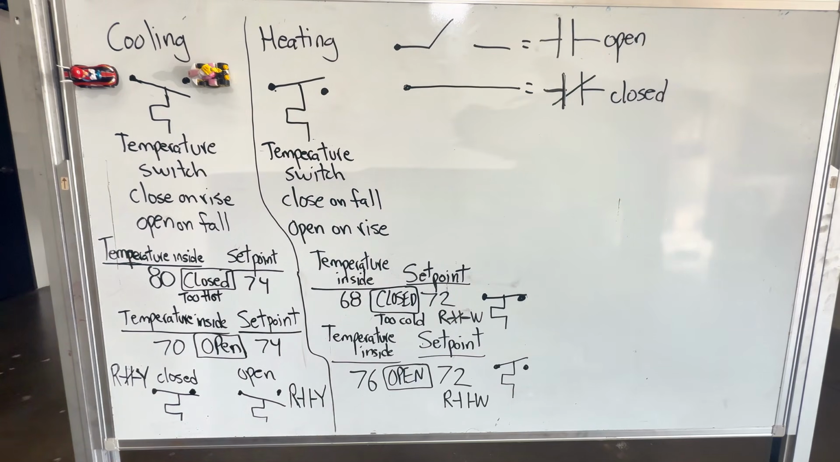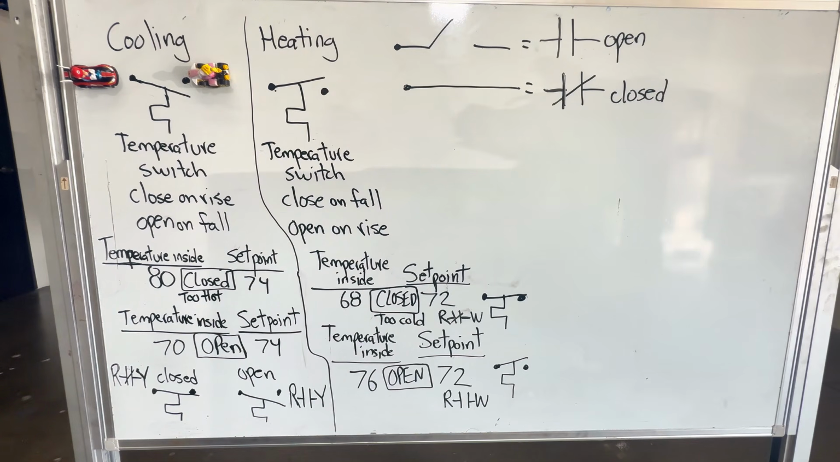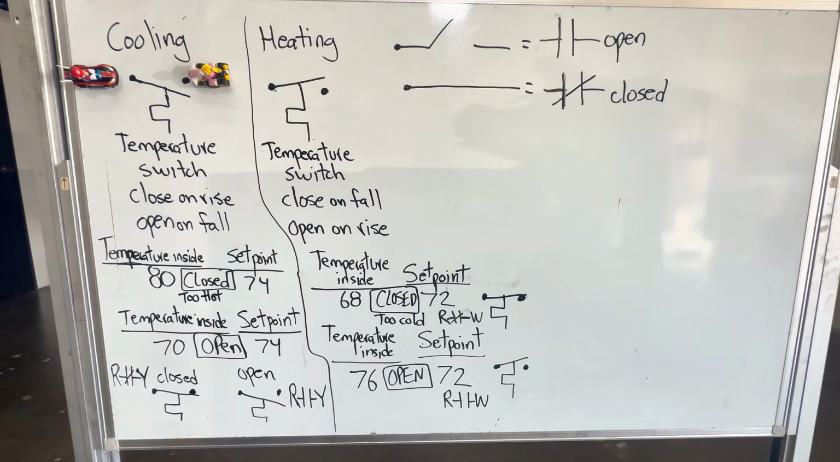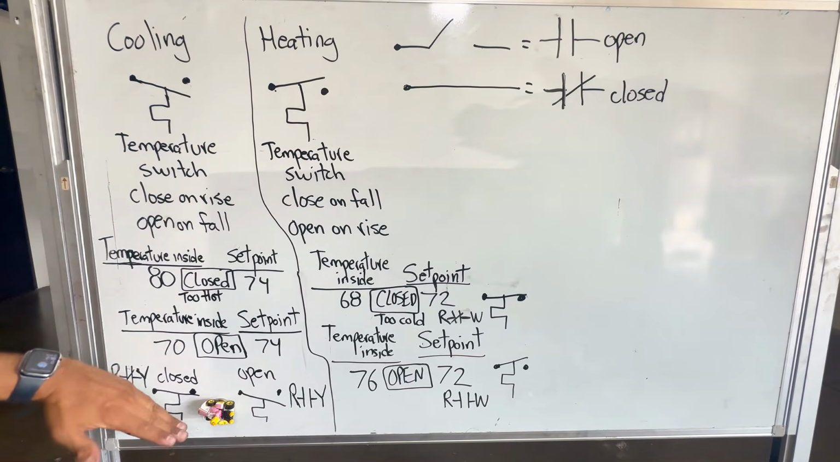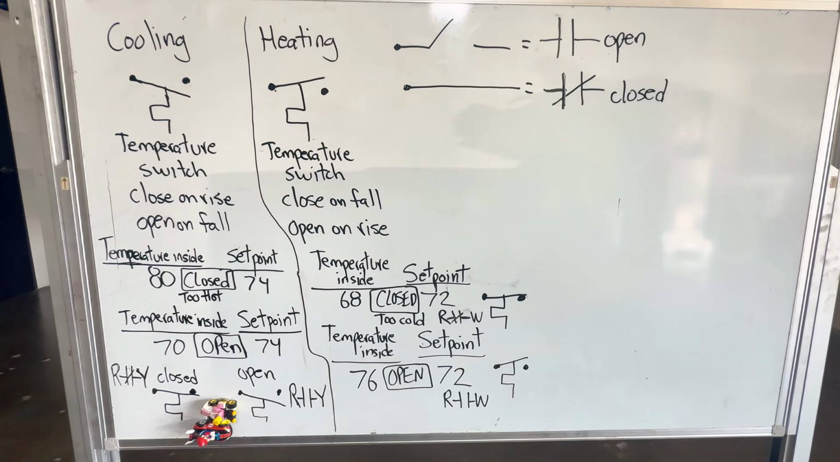So in this case, right here, when the temperature inside the house is 80 degrees and you have a set point of 74, it's too hot. It's a close on rise. That means my temperature switch is going to go like that and look like this. This line like that, boom, made contact. Hey, it's too hot. I'm over here now.